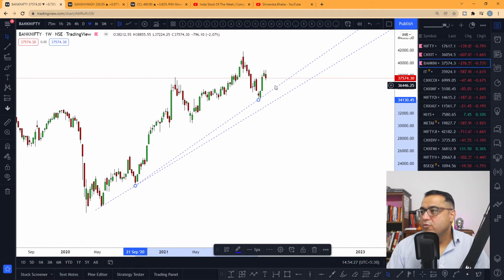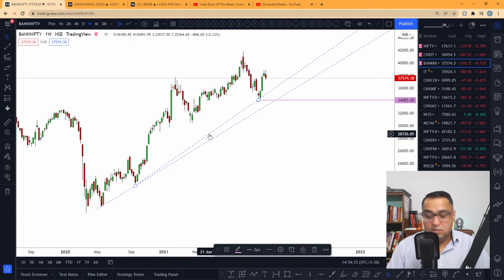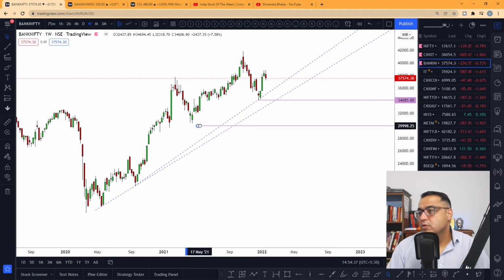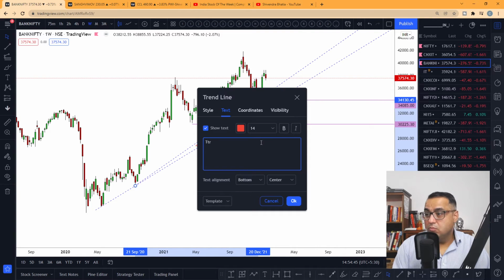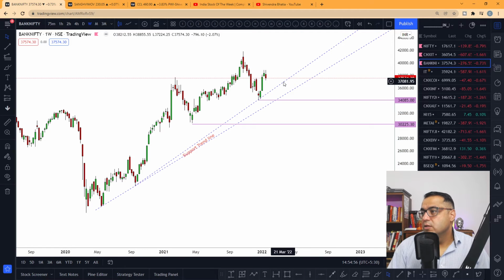This oblique line is where we see some support, and after that the next levels which we want to track are these swing lows. Okay, so hopefully it should respect this trend line, which is this one. Support trend line. So I'm looking at this one, specifically this one.